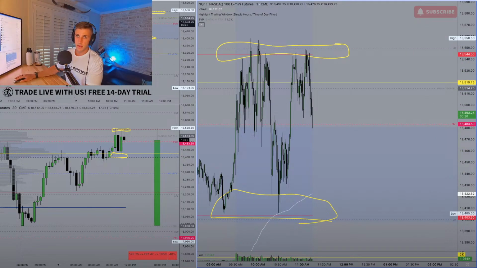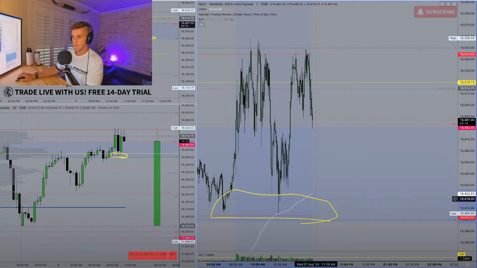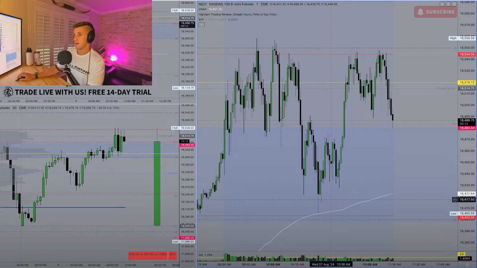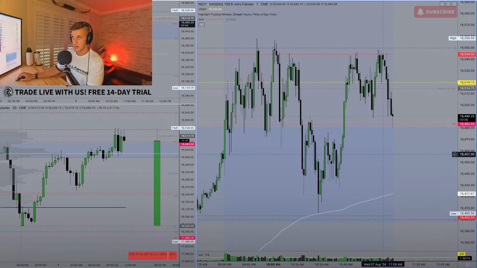Definitely tradable if you have the patience to actually wait for the levels of interest to trade and not be getting involved in what would be considered no man's land, right? So pay attention to those levels and how the market structure builds out.